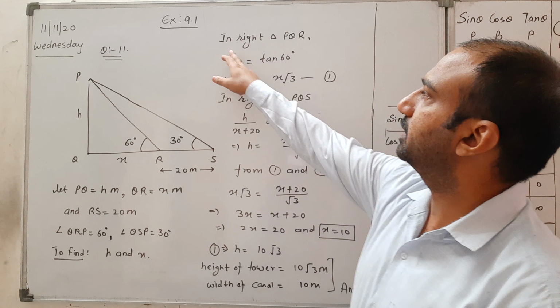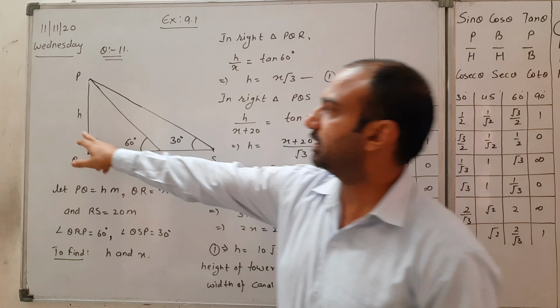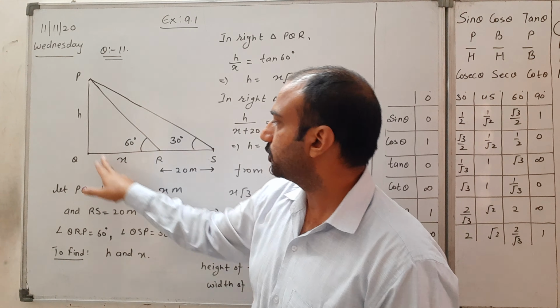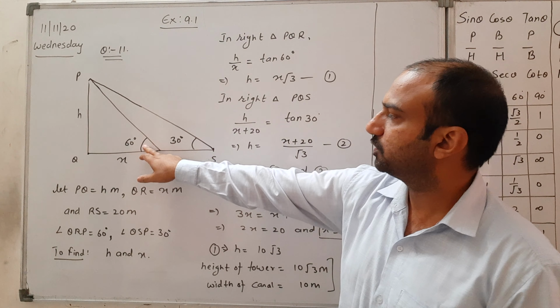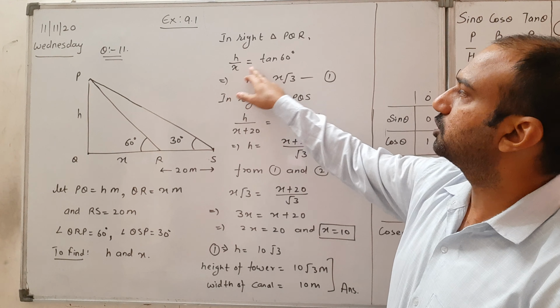Firstly I have taken right triangle PQR. In this triangle I have taken the ratio of H and X, H upon X, because the angle is at R, so X is the base and H is the perpendicular. So perpendicular by base is tan 60, because the angle is given to be 60 degrees. So H is equal to X into root 3, because tan 60 is root 3. You can see from the table also, tan 60 is root 3. So this is equation number 1.